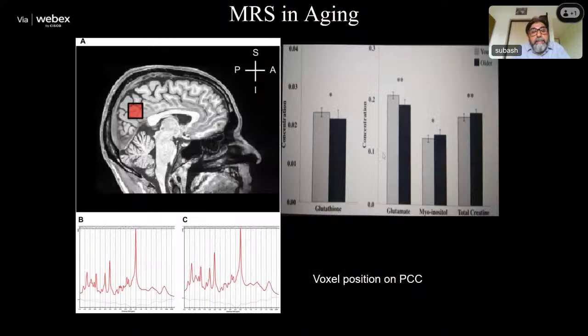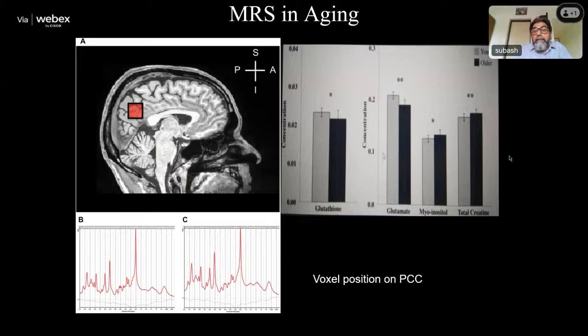Then MRS can be used in looking at healthy aging, how the brain deteriorates with aging. This is a 1H spectrum from the posterior cingulate cortex, whose location is shown here. This is a three-dimensional voxel, 1 by 2 centimeter cube, and these are the spectra from this region for the healthy young individual, and from the elderly person with more than 65 years of age.